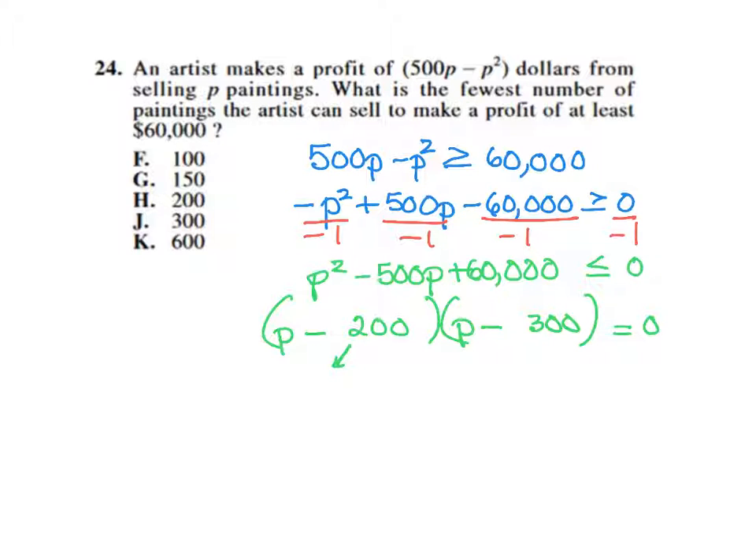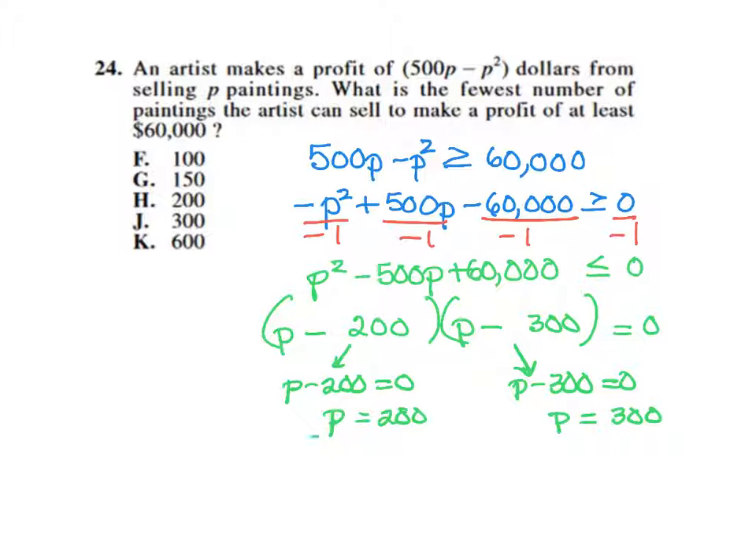Taking each quantity, set it equal to 0, using the zero product property, I'll get 200 for one answer, and I'll get 300 for the other answer. And I'm going to choose the 200 because it says what is the fewest number of paintings. So I want the smallest number of the two answers that I came up with. And that means I choose choice H.